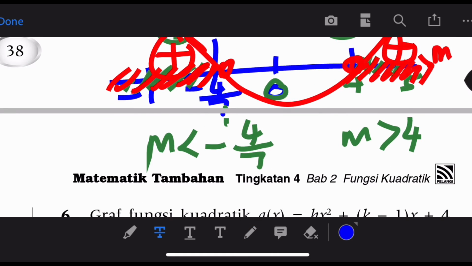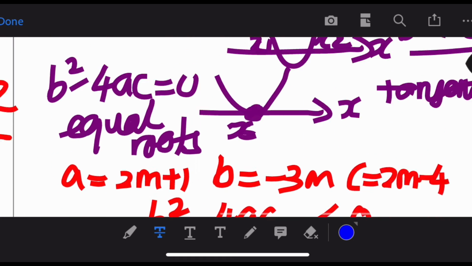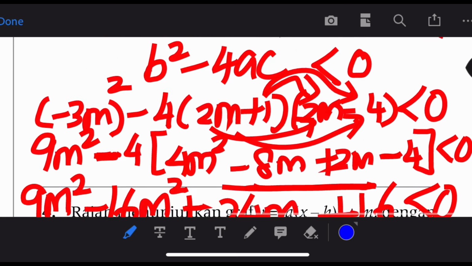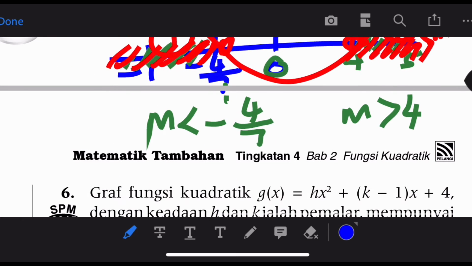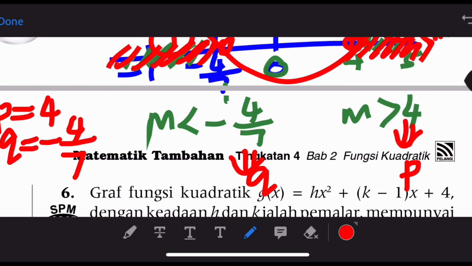Because the question says m, you have p and q, right? M is less than q, more than p. Okay, less than q is to the left, so this is the q, this is the p, so p is 4. Okay, let's write down p is 4 and q is negative 4/7.